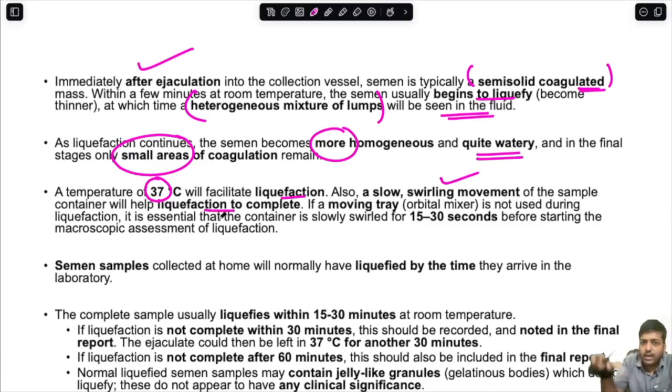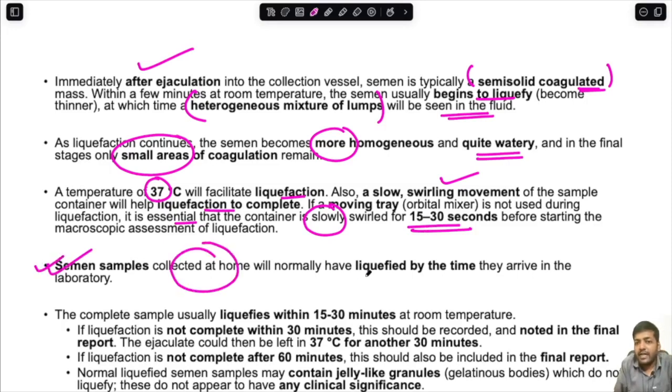So if you just swirl like this for 15 to 30 seconds, it is going to help in the liquefaction process. If a moving tray, that is an orbital mixer, is not used during liquefaction, it is essential that the container is slowly swirled for 15 to 30 seconds before starting the macroscopic assessment of liquefaction. Semen samples collected at home will normally have liquefied by the time they arrive in the laboratory. The complete sample usually liquefies within 15 to 30 minutes at room temperature.